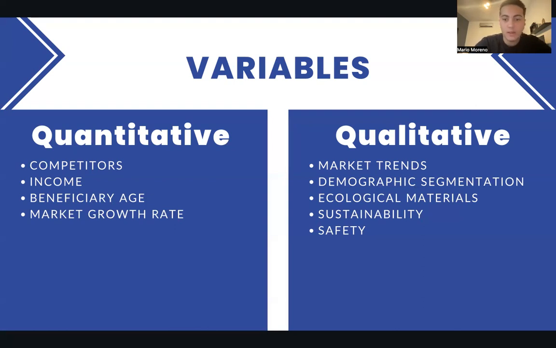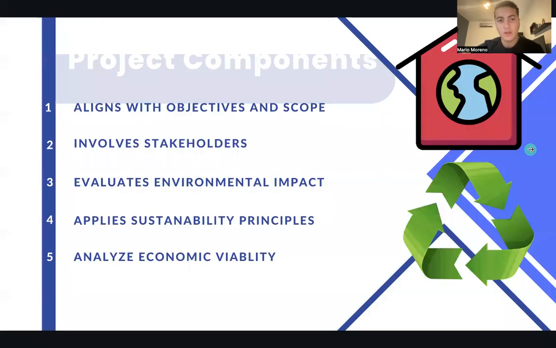as well as the ecological materials, which ones we need and the type of materials that are going to be used, as well as the sustainability and the safety. We need materials that are sustainable, and that can also assure the safety of the people because they are being used in a construction.